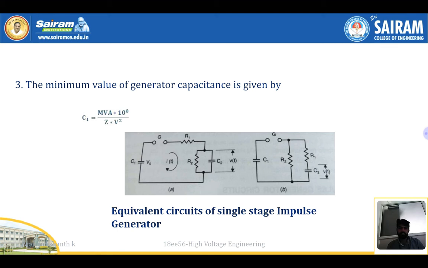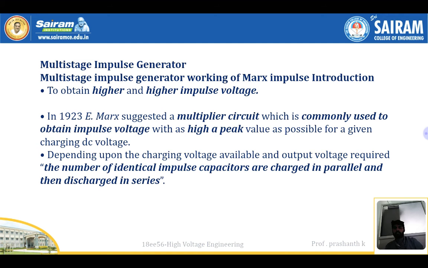The equivalent circuit of a single stage impulse generator is this one. It's like a transformer circuit. Now for the multi-stage impulse generator, we have the Marx impulse generator.